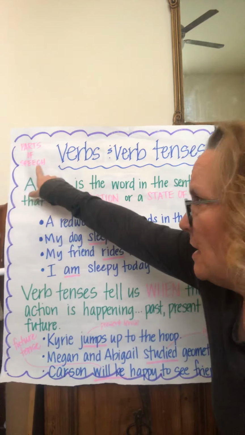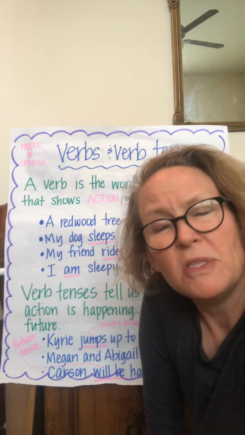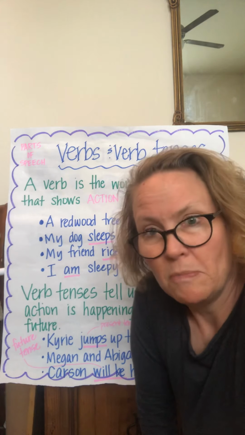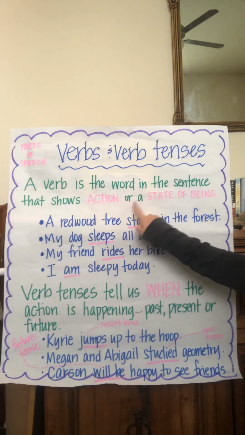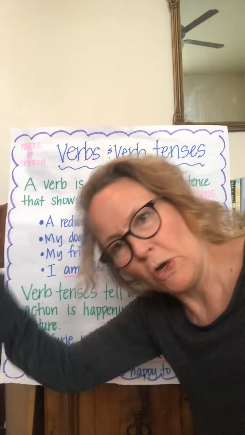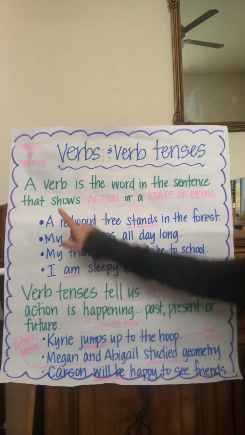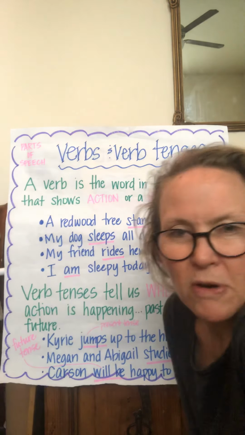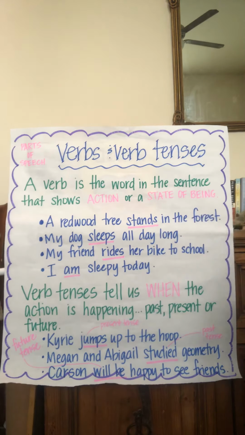So as you know, parts of speech really tells us that words in our language have a job to do. And verbs have an important job to do because they are the word in the sentence that shows action or a state of being. When kids first learn about verbs, they really think that it has to be a really active word like jump or swim or kick, and that only those words are verbs. But really, a verb can show a very quiet kind of action, or it can also be a state of being. So let's talk a little bit about what that means.